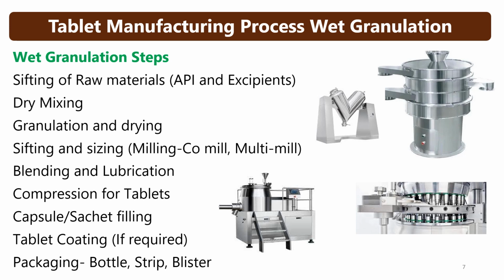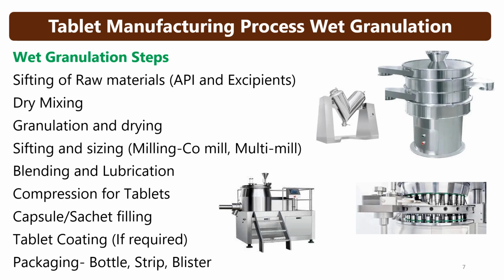Now the steps for wet granulation. Shifting of raw materials, API and excipients, then dry mixing. Generally dry mixing is performed with impeller slow speed for a period of 10 to 15 minutes. Then granulation by binder addition and kneading and followed by drying. Then sizing and milling of the dried granules. Milling can be done by co-mill or multi-mill, or sometimes the oscillatory granulator is used.